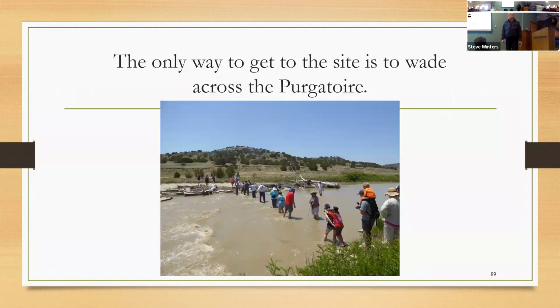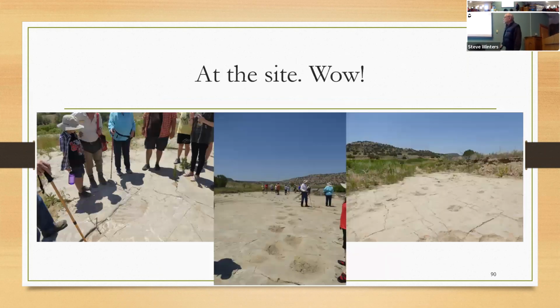To get to the trackway, there's no bridge, no road. We just get together in a group and we cross the river. There's somebody monitoring so you don't slip. It's pretty shallow water, and it's a lot of fun to do that. The trackway itself is over here, so you have to cross the river. We get there and look at these amazing trackways.